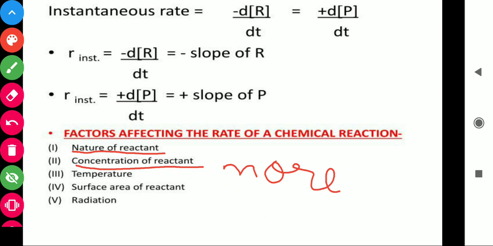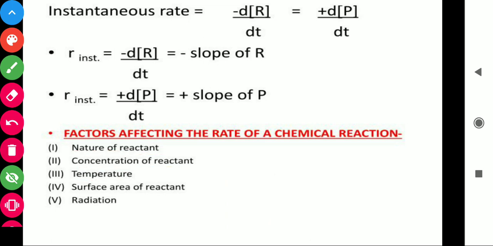Next is temperature. On increasing temperature, the kinetic energy of molecules increases and the product also increases. It means on increasing temperature, the rate of reaction also increases. As according to the collision theory here also, the rate of collision increases as the kinetic energy of reactant molecules increases.